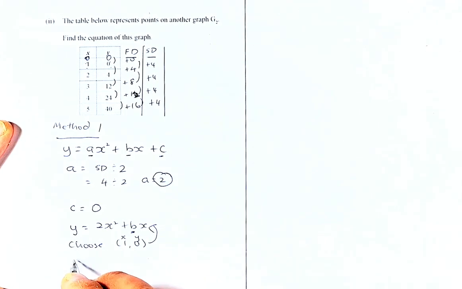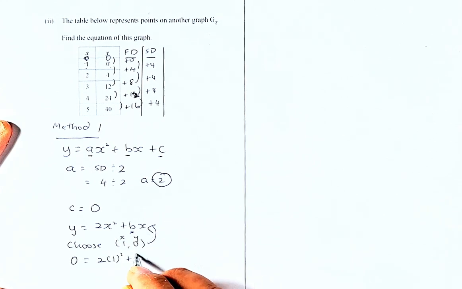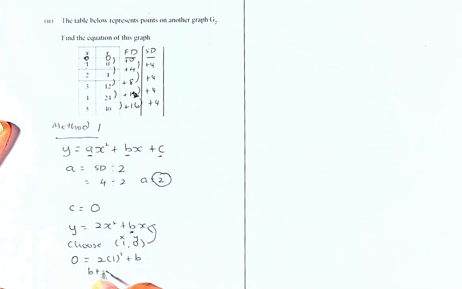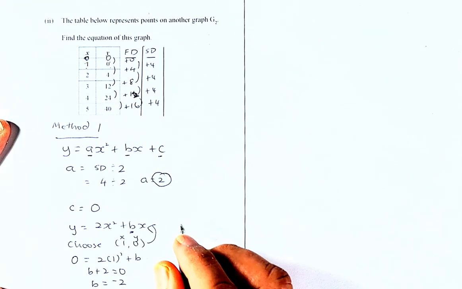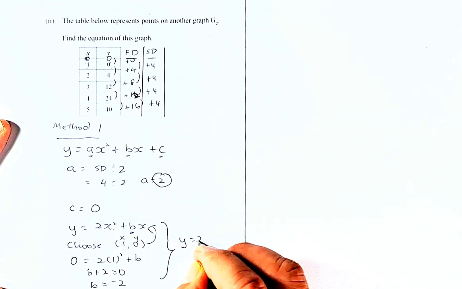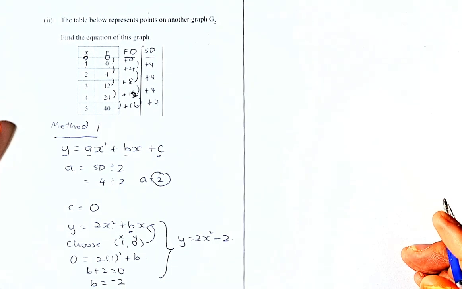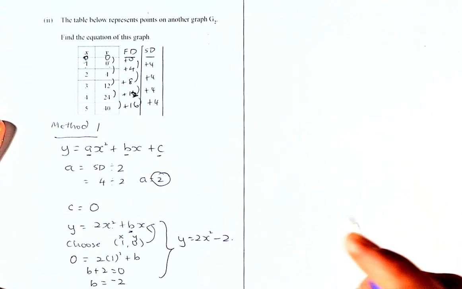So y is 0, so 0 is equal to 2 times 1 squared plus 1b, or b. To solve this, b plus 2 equals 0, so b equals minus 2. So the equation of the graph is going to be, I'm going to write here, y equals 2x squared minus 2x, and that will be the answer for the easier method to do it.